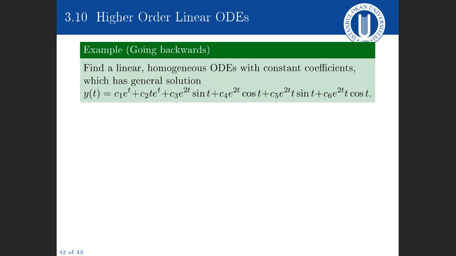Let's look at this solution and try to find what are the roots of the characteristic equation. First, we have e to the power t, so the first root must be 1. The second function is t e to the power t, so the second root must also be 1. Then we have e to the power 2t sine t and e to the power 2t cos t. I'm going to do these together. The third and fourth roots must be 2 plus i and 2 minus i.